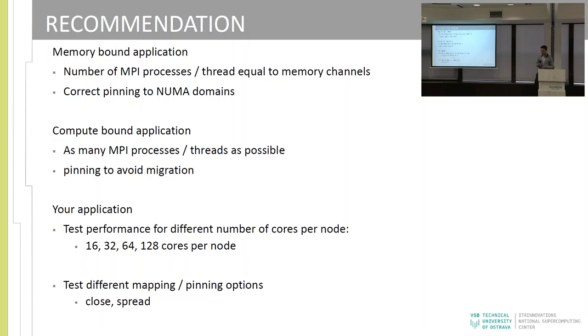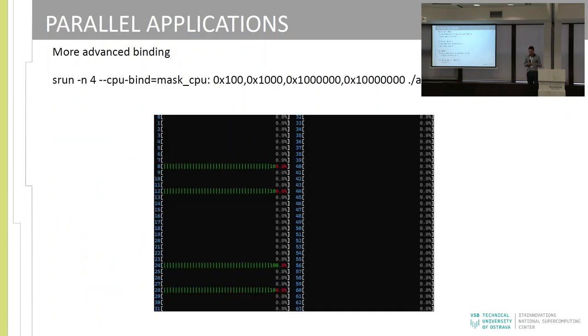processes to particular cores. And if you have an application and you are not aware whether it is memory-bound, compute-bound, or something in the middle, try to run your application with a different number of MPI processes. Start with 16 and then use more MPI processes and try different mapping and pinning of threads. For example, try to use close or spread binding and so on.